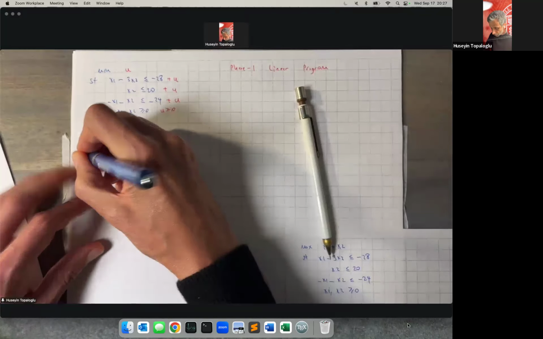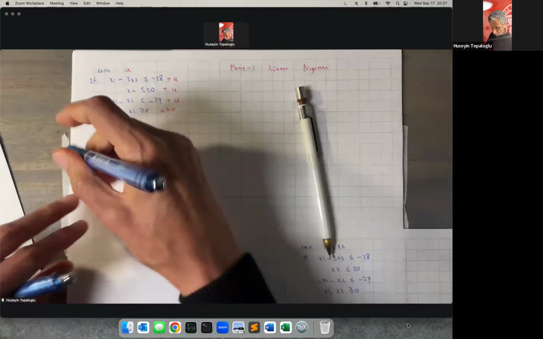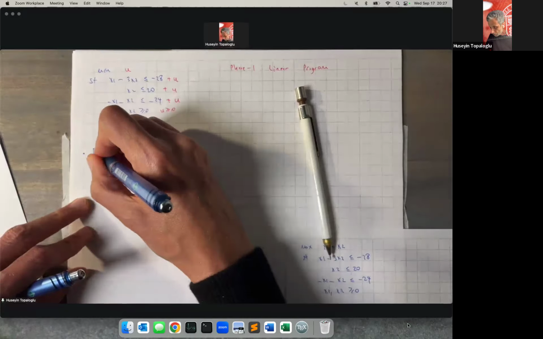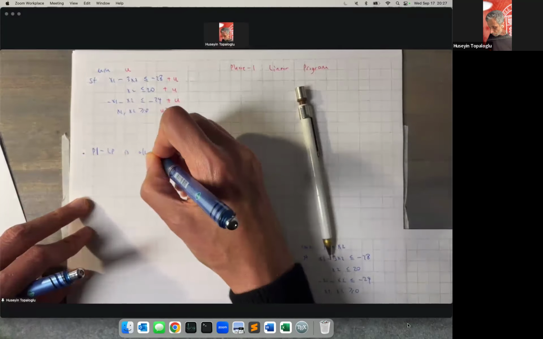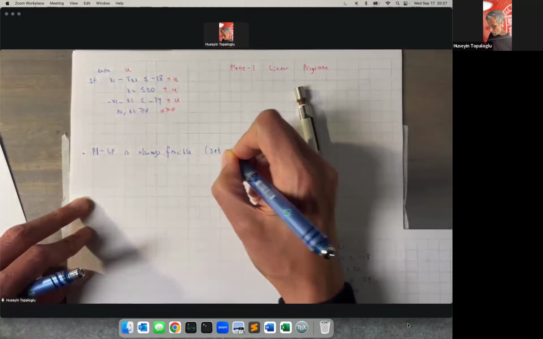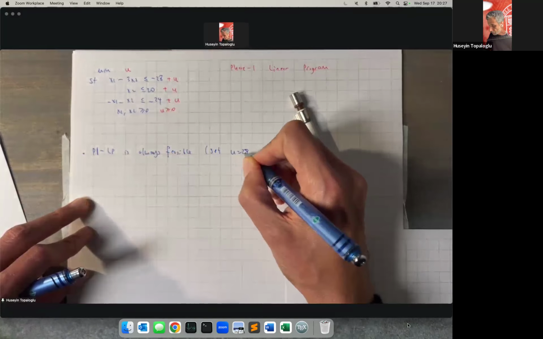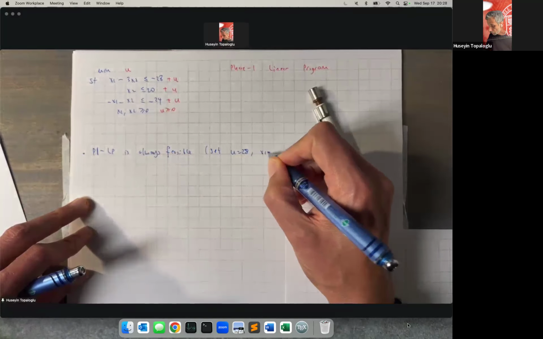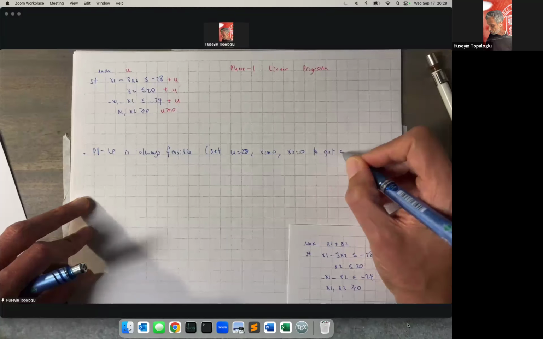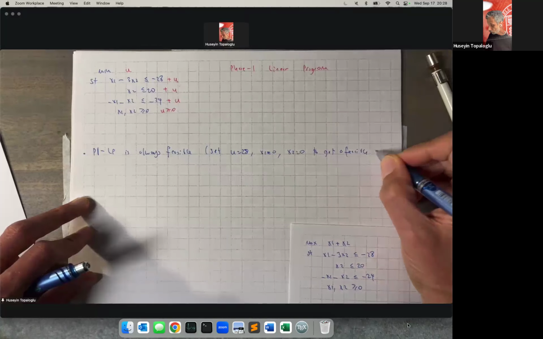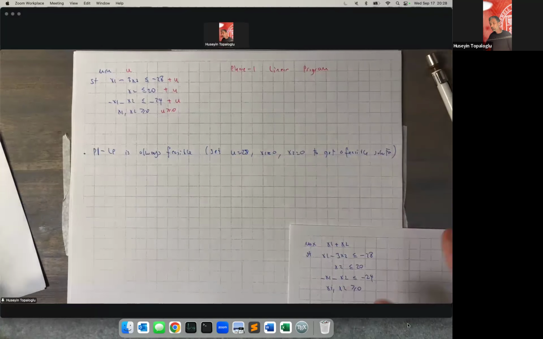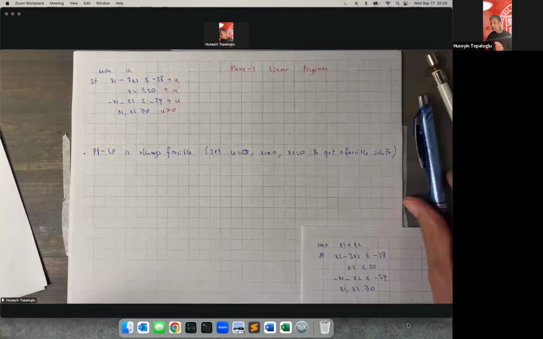Let's put it over here. Phase-1 LP is always feasible. Set u equals 28, x1 equals 0, x2 equals 0 to get a feasible solution. Great. So cool. Phase-1 LP is always feasible. There's no question of feasibility for the phase-1 LP.